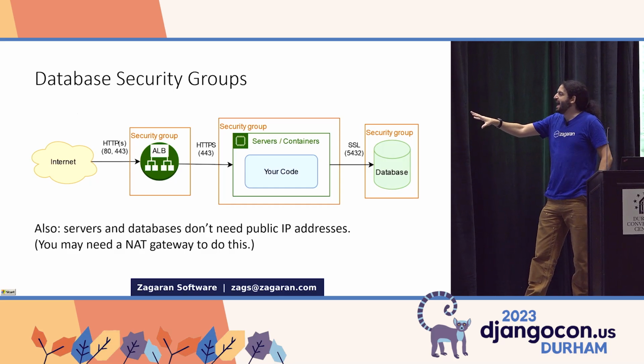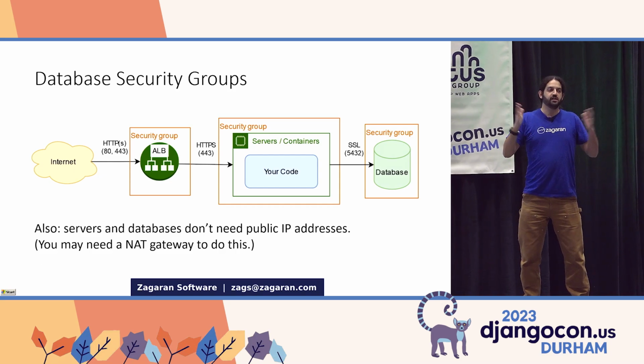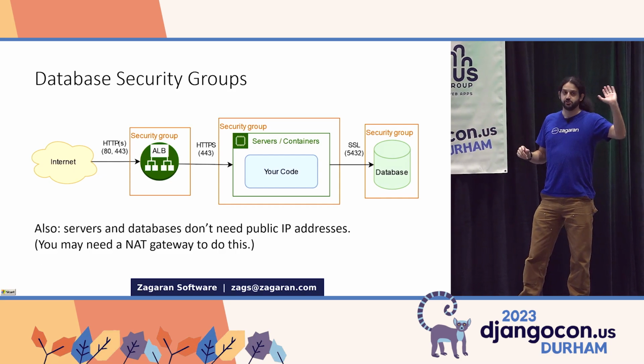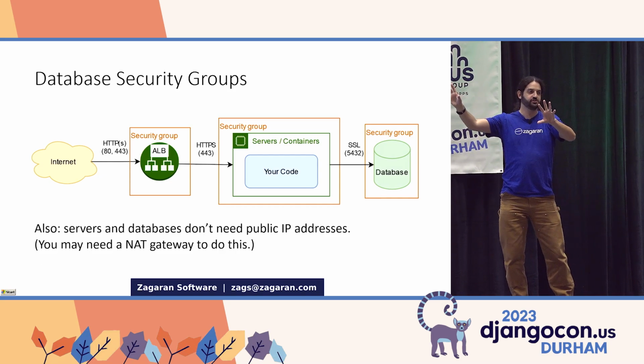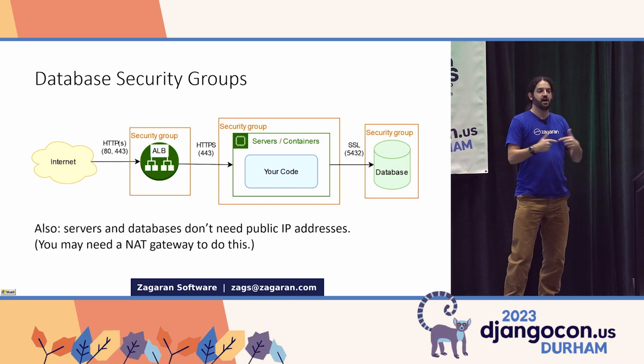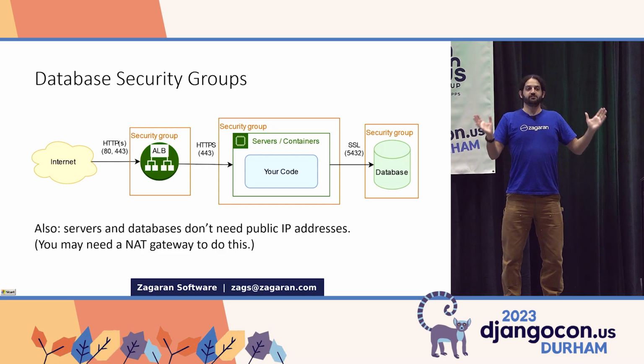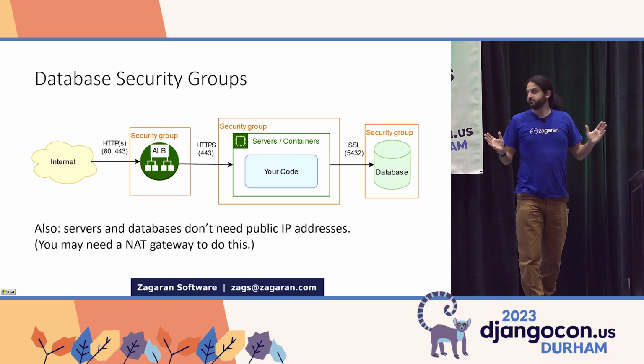And as an added layer of security, at least on Amazon, you can have your database not even have a public IP address. As long as your database, your application servers, and your load balancer are all in the same VPC, virtual private cloud, they can talk to each other on private IP addresses, and your database can just not even exist from the perspective of the public internet.